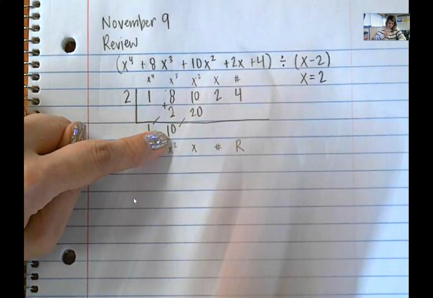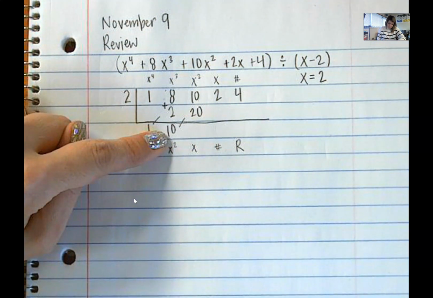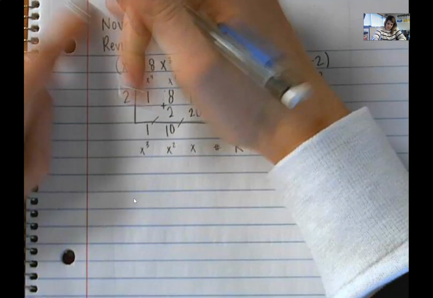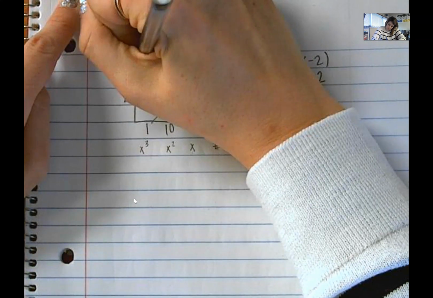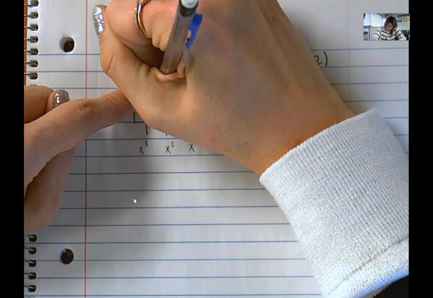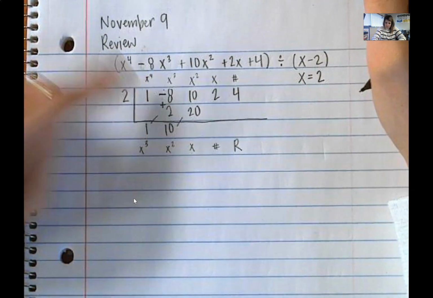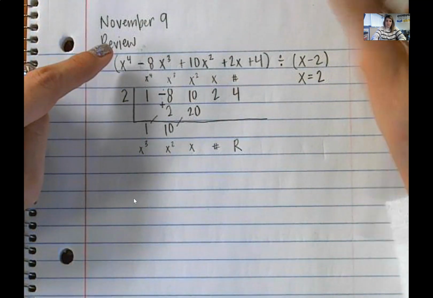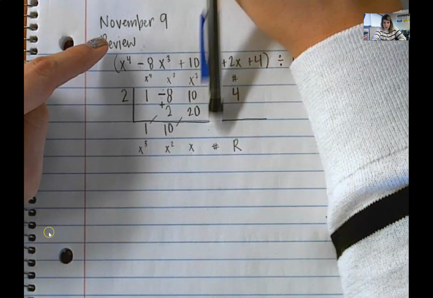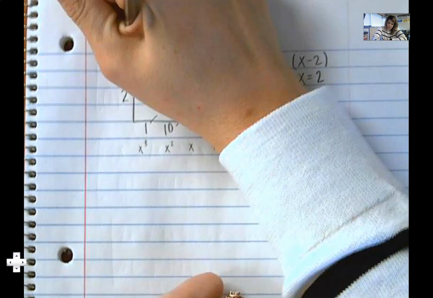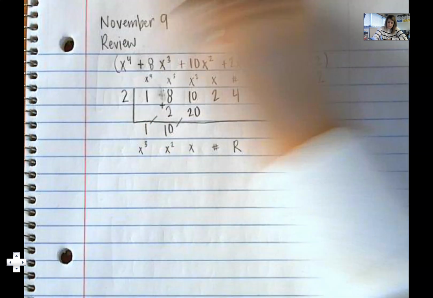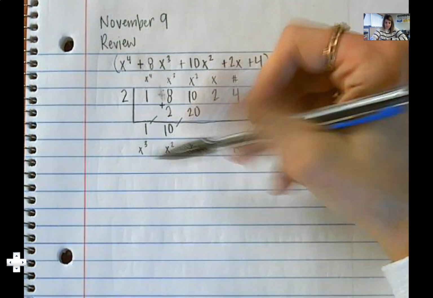I think I told you something wrong. Pause. I think I did something wrong. Okay, I double checked. So this was a positive 8. So this is right so far.